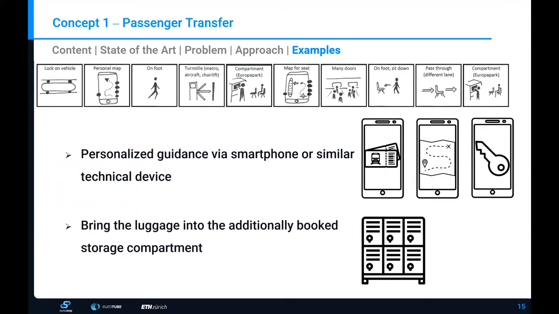Now to the rest of the passenger transfer, which is probably more intuitive. The process is based on a technical device like a smartphone, or whatever is used then in 2026. With this, you can book your seat and locker, and then you're guided with the smartphone, and you can open your compartment for your luggage with this smartphone, and so on.